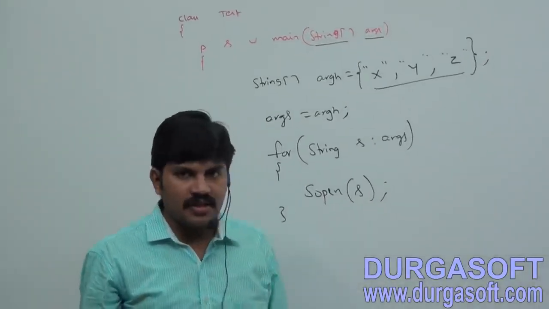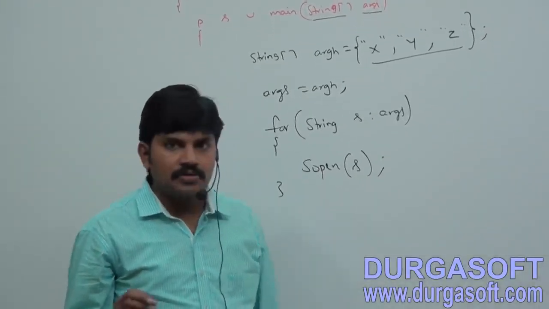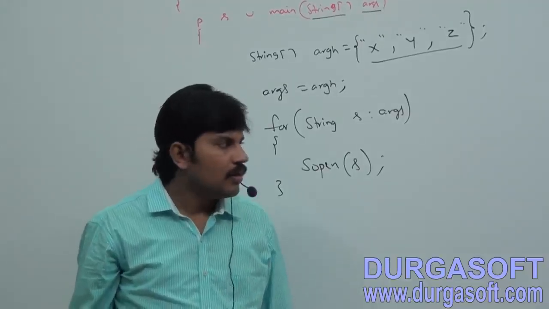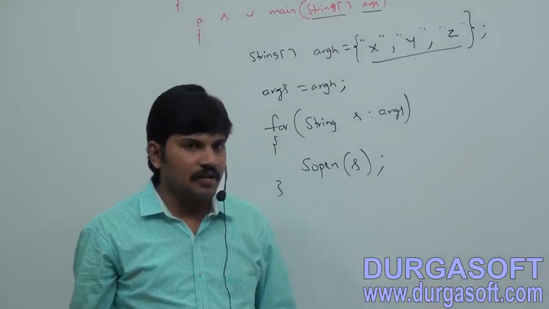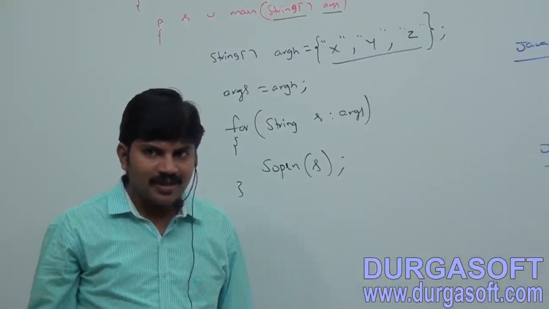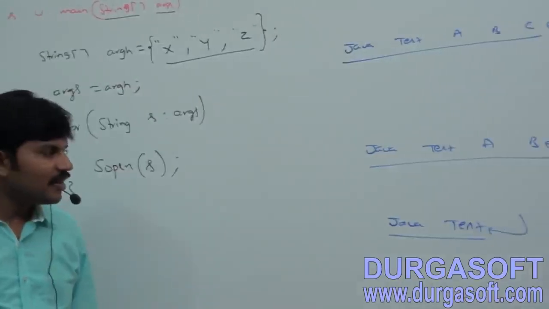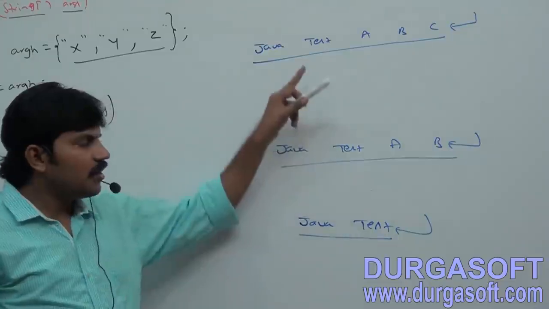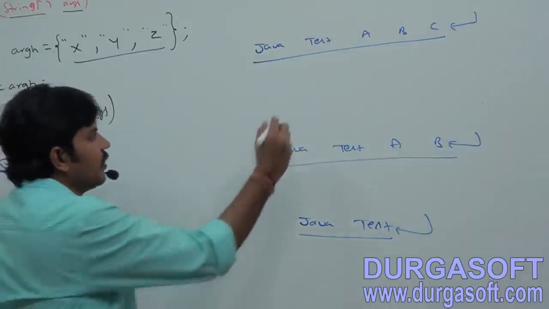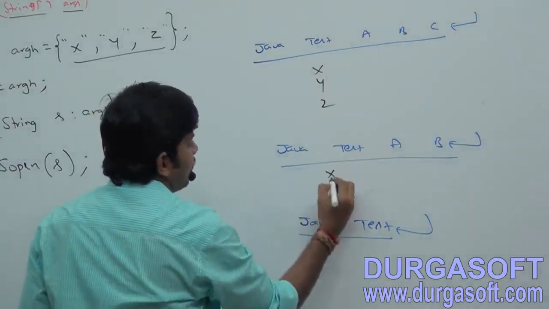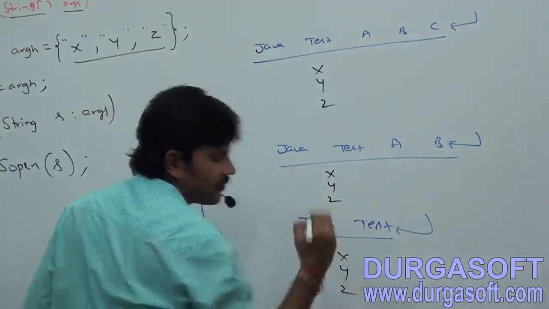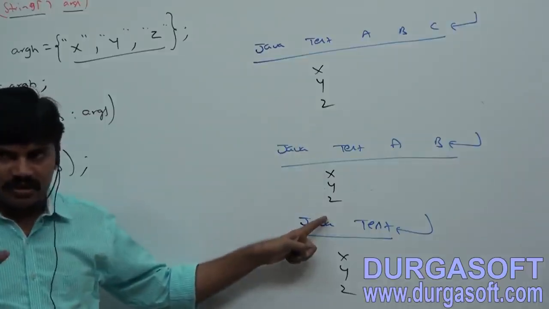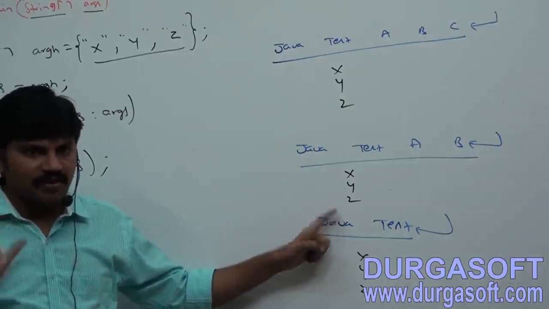In the first case, what is the answer? x, y, z. Second one? I am passing only two command line arguments, so x, y or x, y, z? x, y, z. Third one? x, y, z. Make sure in all cases we are going to get x, y, z. Whether you are passing command line arguments or not, the output is always x, y, z only. What is the reason for that?